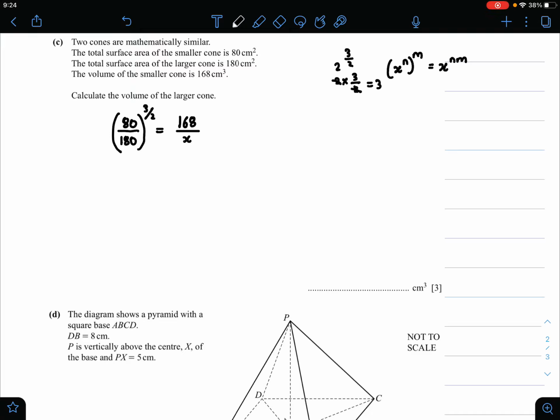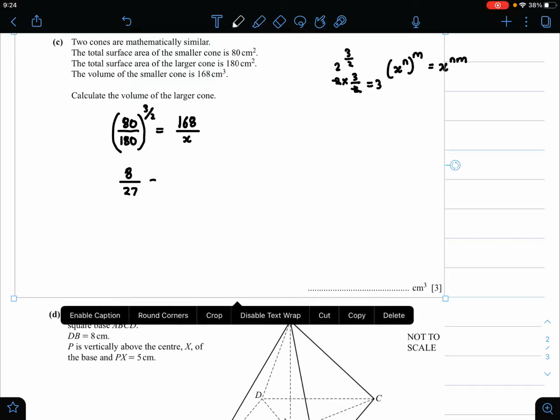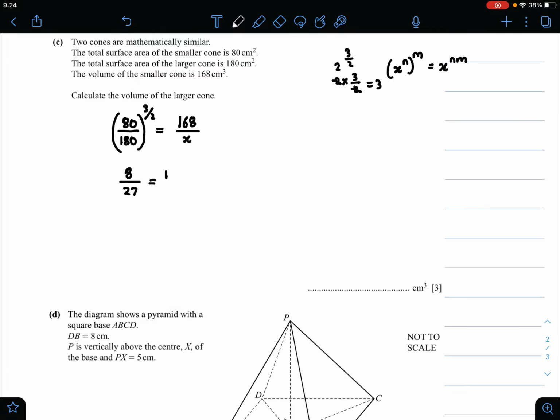Now let's input this in your calculator. 80 divided by 180, the whole thing raised to 3 by 2, which is 1.5, is 8 by 27, which is equal to 168 divided by x. Now we can take the numerator to the other side of the equation, so it becomes 168 divided by 8 by 27. Therefore your final answer would be 567 centimeter cube, which is the volume of the bigger cone.